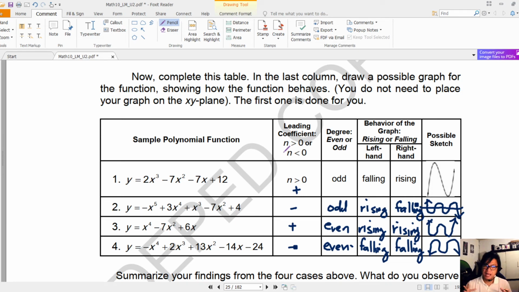Pero yung perfect talaga na graph, you can do that by using the application Desmos, or kung pwede gamitan siya ng graphing calculator. Yung perfect talaga na graph. For itong binibigay natin dito is yung possible lang na graph. Not the perfect one, but the possible picture of the graph.